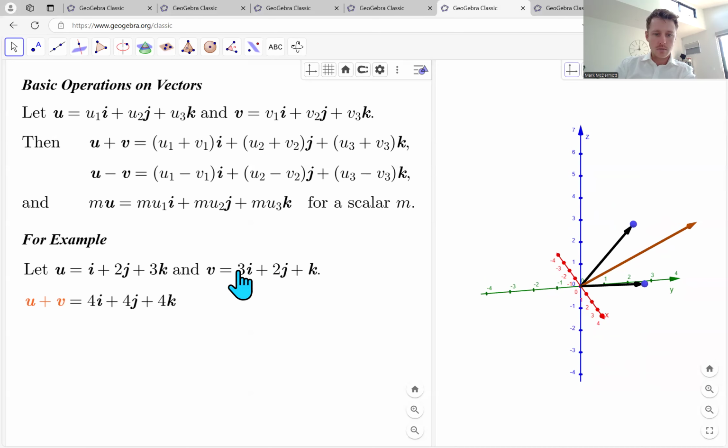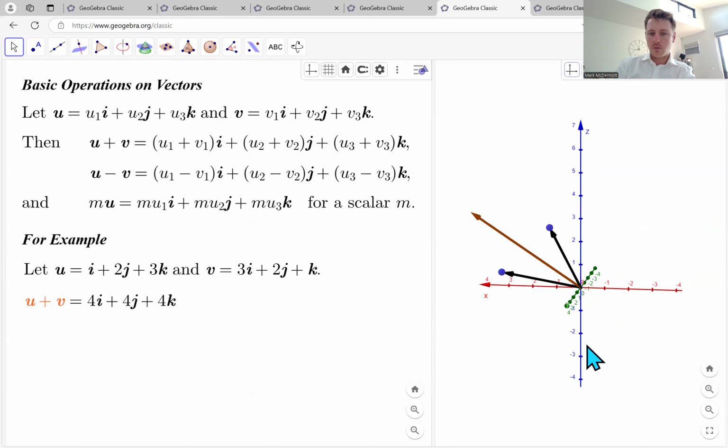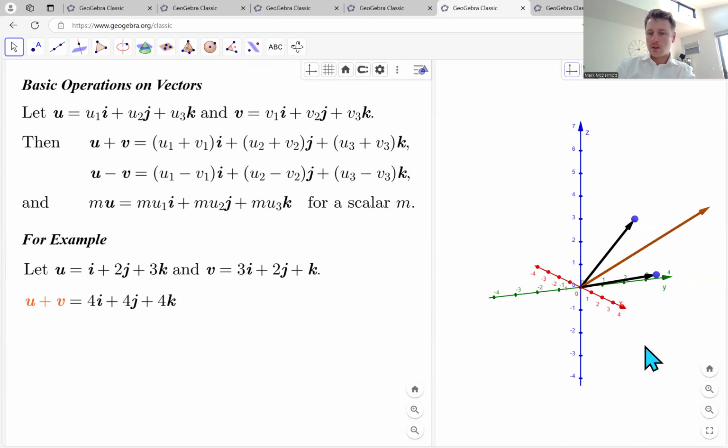So it's going to be 1 plus 3 gives you 4i, 2 plus 2 gives you 4j, plus 3 plus 1 gives you 4k. So that vector in orange now is 4i plus 4j plus 4k. And so the end point of that vector would be at 4, 4, 4. And so that's how you add those vectors together.